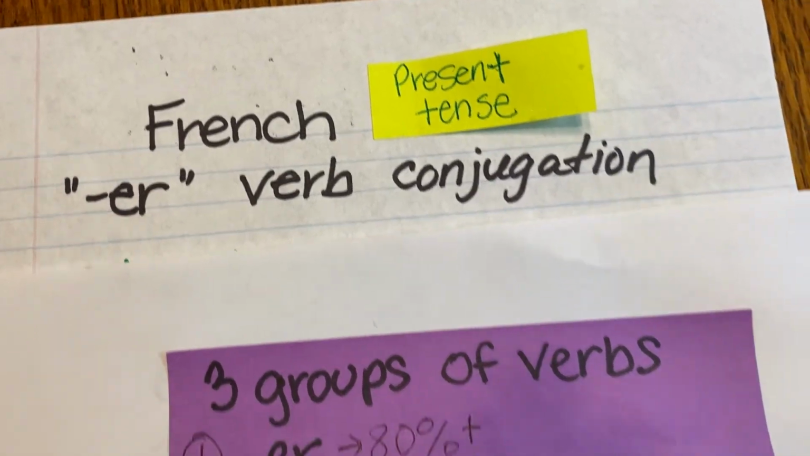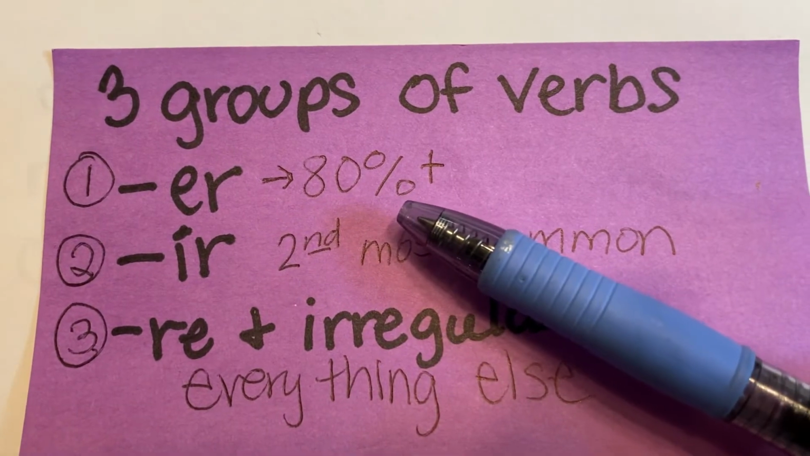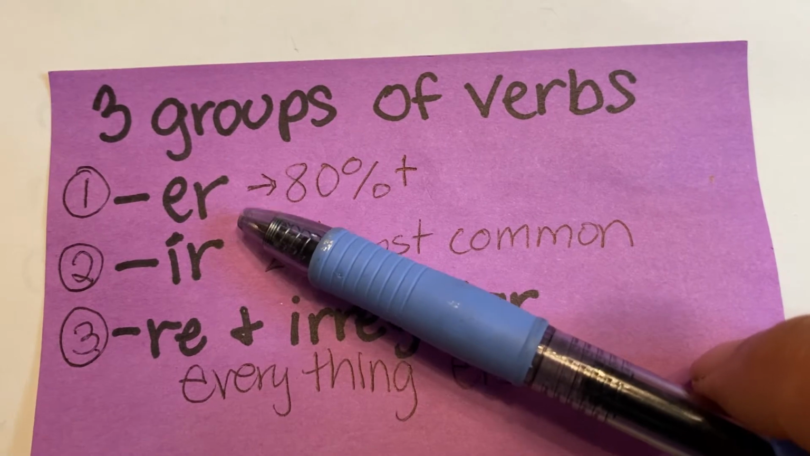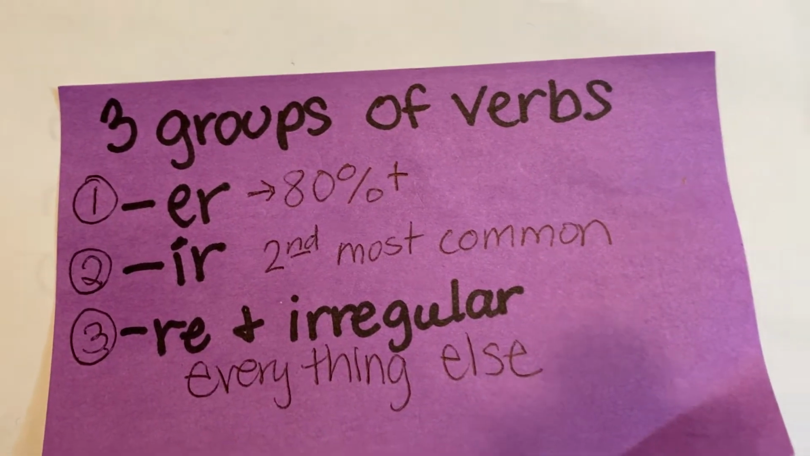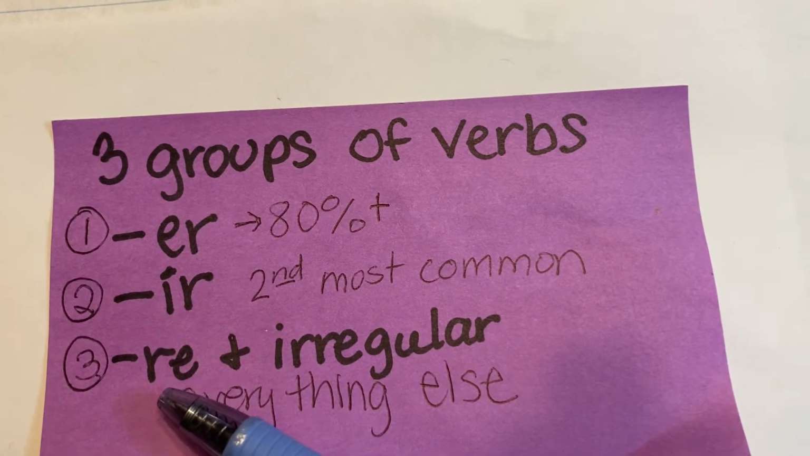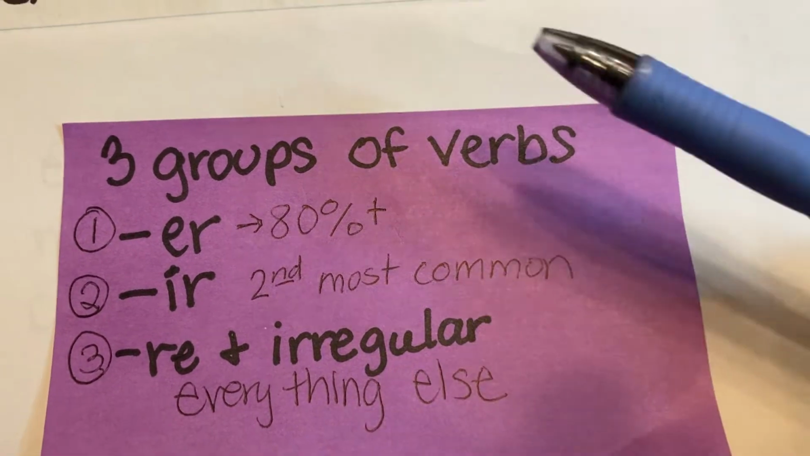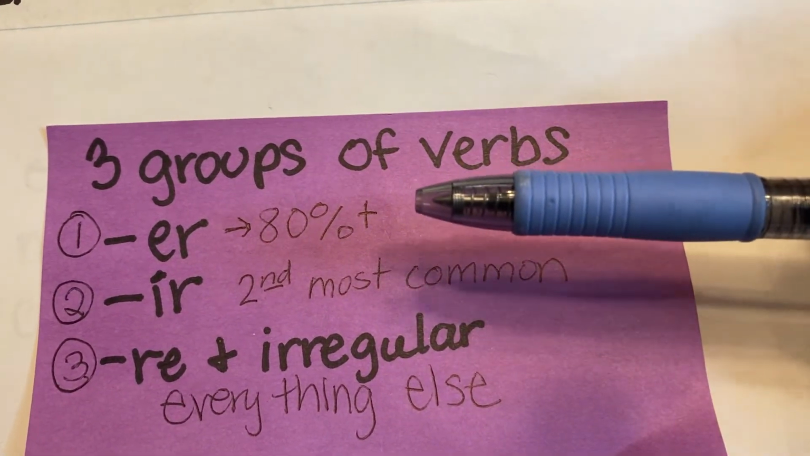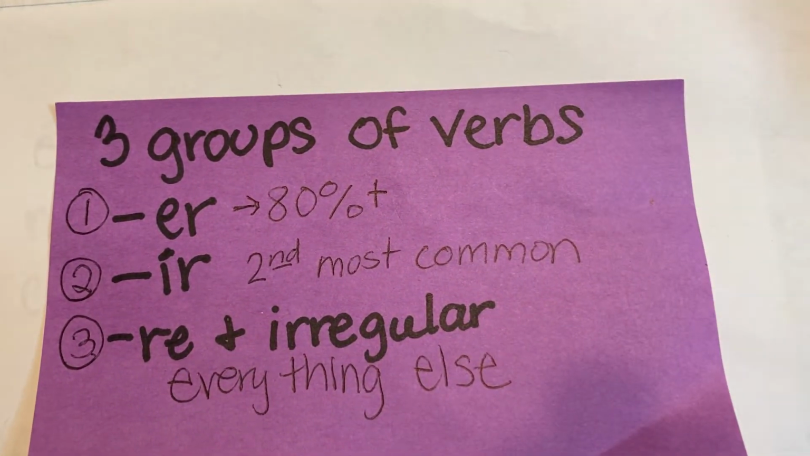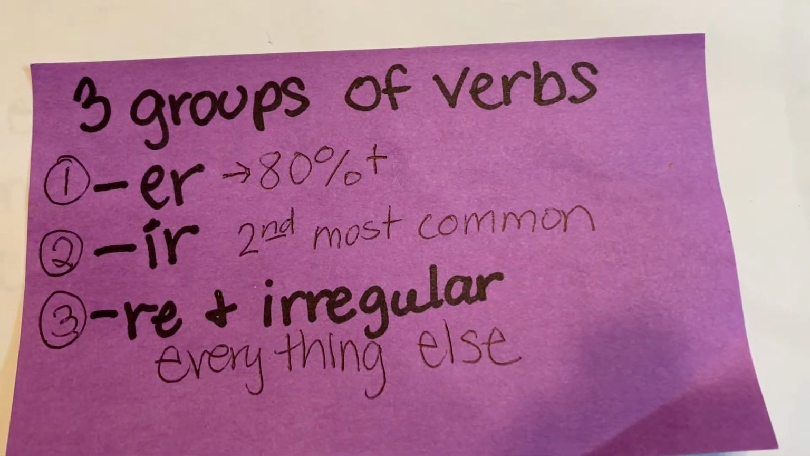Okay, in French, we have 3 different groups of verbs. We have the ER. That's about 80% of your verbs, or actually more. But most of the verbs you encounter in French are going to end with ER. Some will end with IR. And then in the third group, we have verbs that end with RE and are irregular verbs. So everything else goes here. Okay, you're probably in your French class going to learn them in this order because they go from the most to the least common.